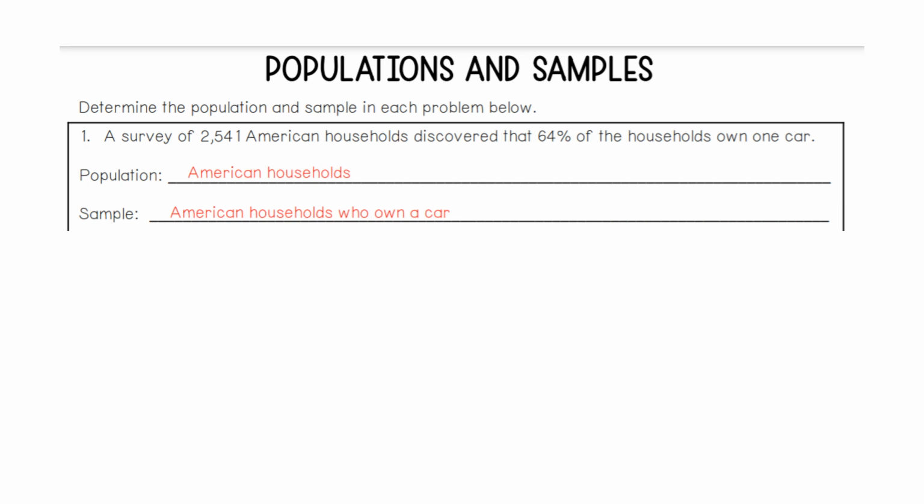So populations and samples, determine the population and sample in each of the problems below. Number 1, a survey of 2,541 American households discovered that 64% of the households owned one car. The population is the large group, which is the American households. The sample is the American households who own a car. So you can see how the population is the big group and the sample is the subgroup.